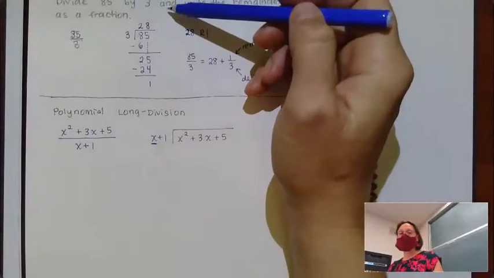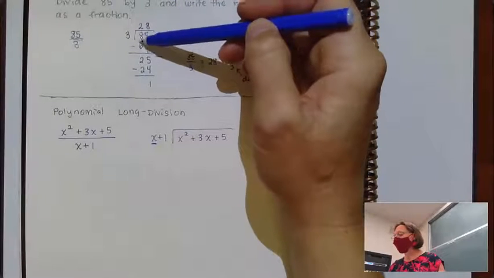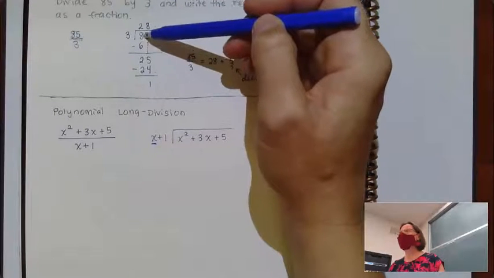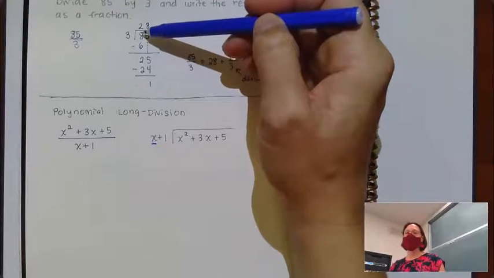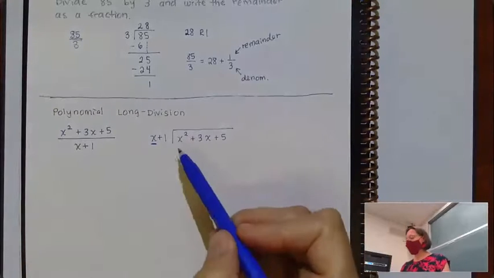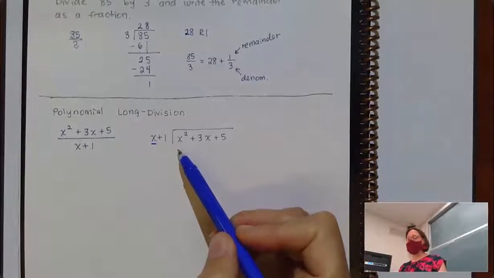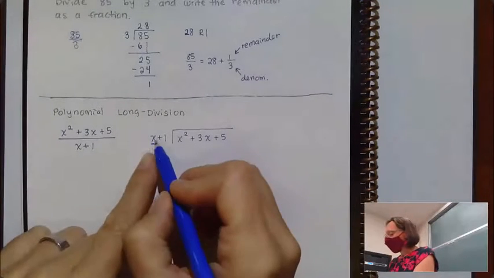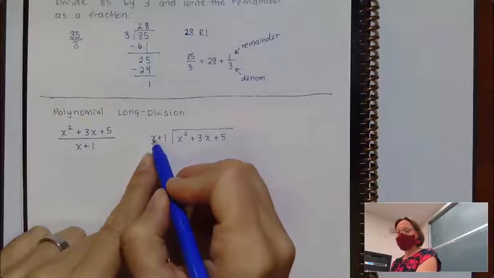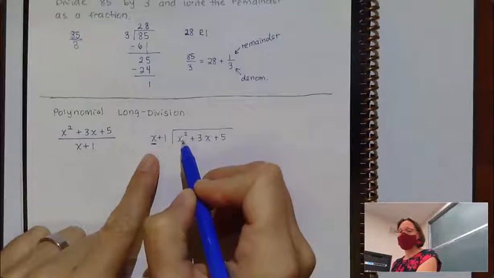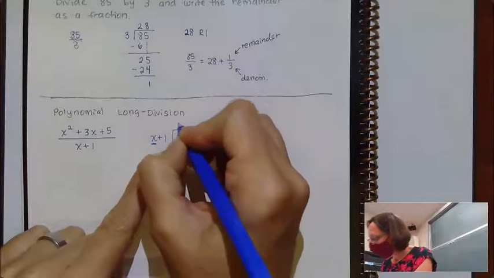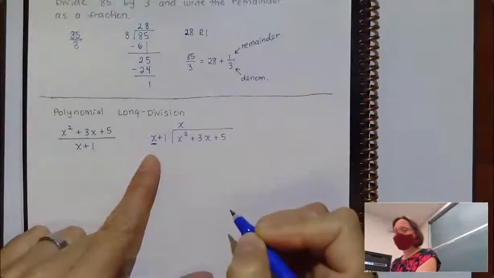Just like when we did the long division with numbers, we just looked at one digit at a time. Well, here I'm just going to look at one monomial at a time. And I'm going to ask myself, what do I multiply x by to get x squared? Totally. I'm going to multiply by x.